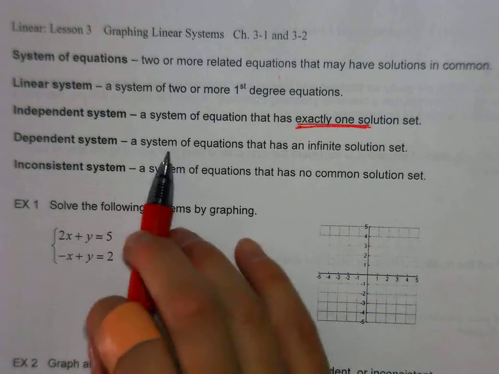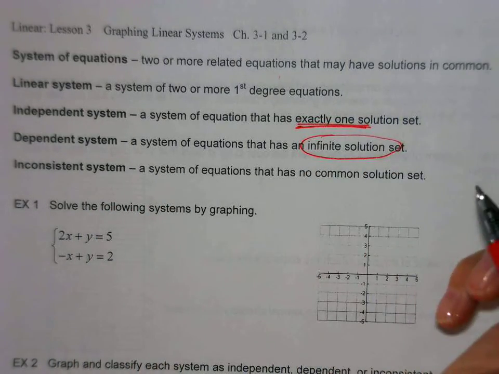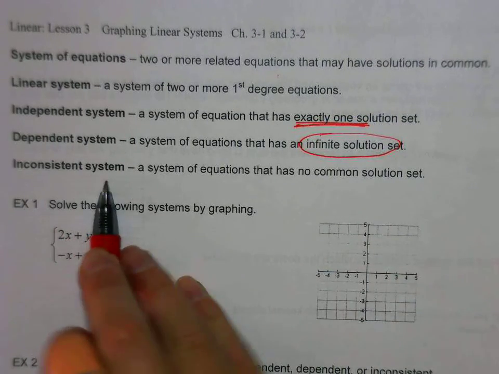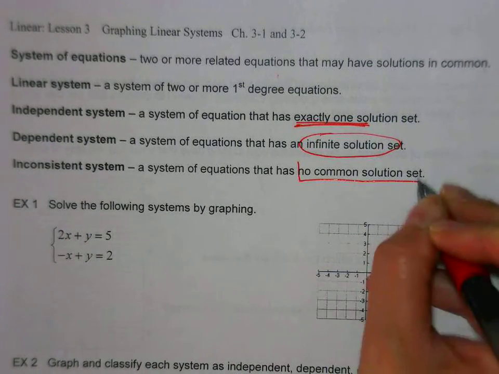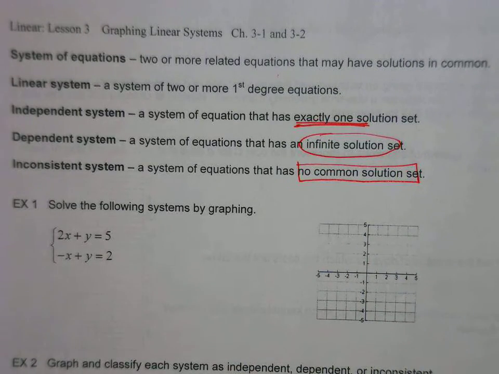A dependent system is a system of equations that has an infinite amount of solutions. And an inconsistent system is a system of equations that has no common solution. So let's take a look at some examples.